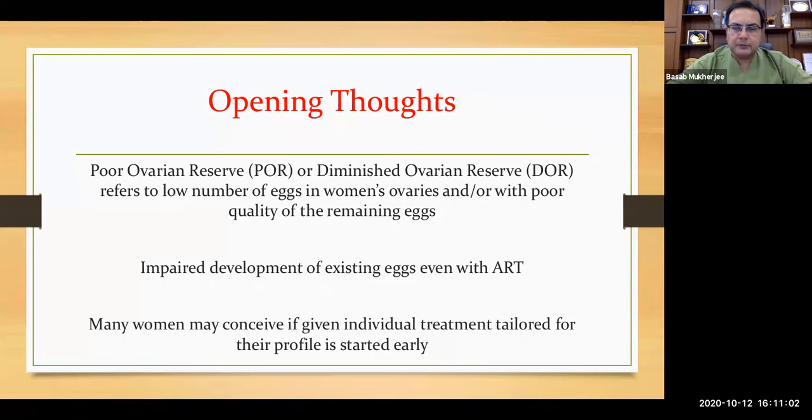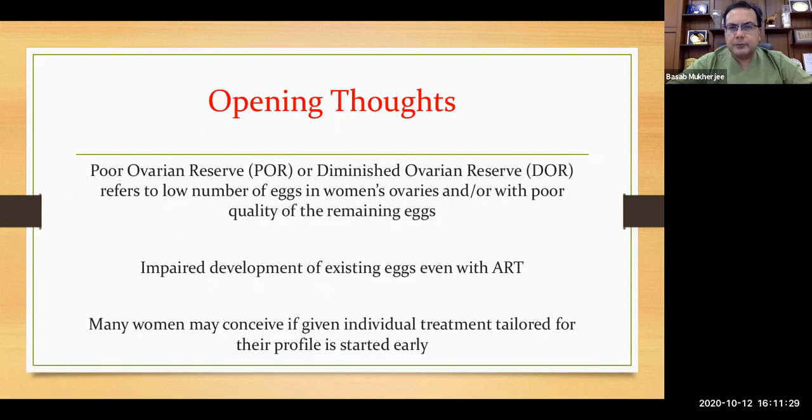And that is something which we do see in our clinical practice from time to time, and it is important for us to know how to deal with it and how to manage it. So there is impaired development of existing eggs, even with ART. Even if you are giving your gonadotropins and trying to stimulate the ovaries, there is either no development of the oocyte, or there is development, but it is not adequate or not perfect.